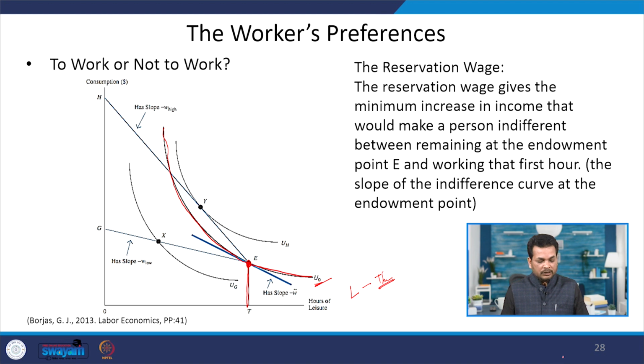So, if he is not working, he also has some amount of utility, that is U0. Now, let us say the wage rate is a low wage rate, WL. With a WL wage rate, the worker has the opportunity set GE.